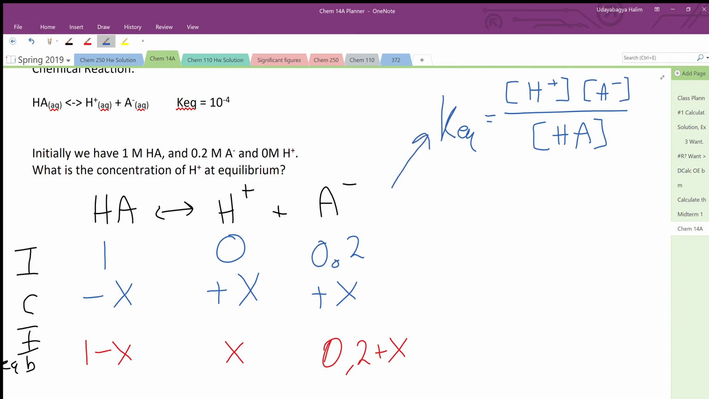From here to here is okay, right? The reason that we're adding x to H plus here is because initially we have none, and at equilibrium, if we put a value of 0 here, our equilibrium constant is not going to be 10 to the negative 4. It's going to be 0. So there must be an x amount left.